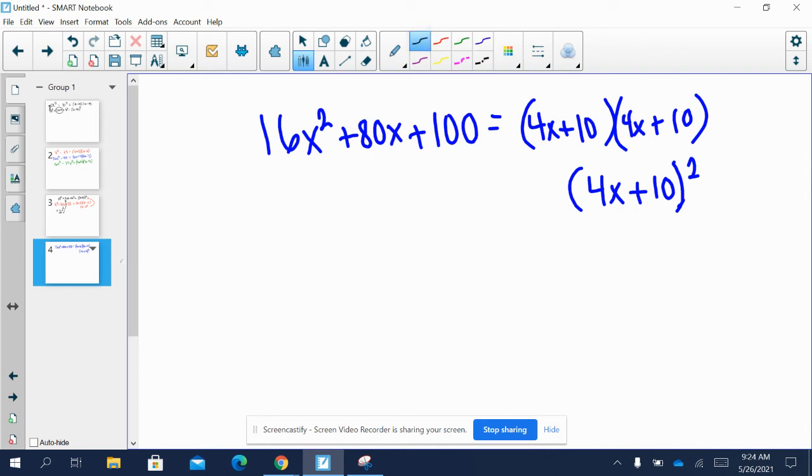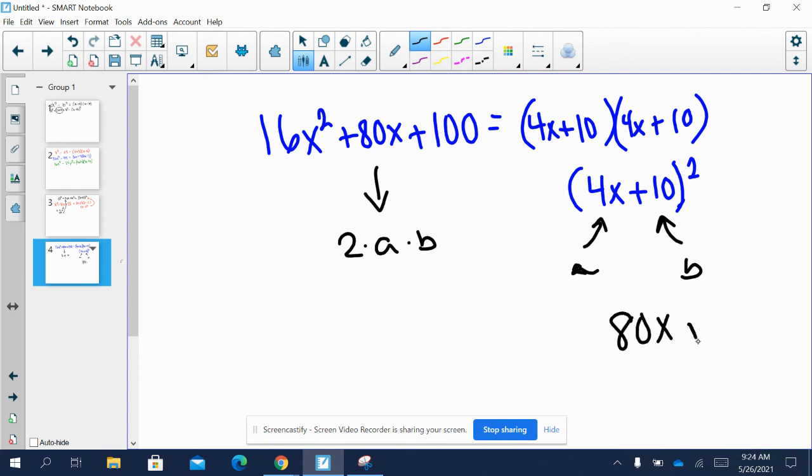Just to double check that this is following our 2 times a times b rule. Here's our a value. Oops. And there's our b value. So 2 times 4x is 8x, times 10 is 80x. So it works.